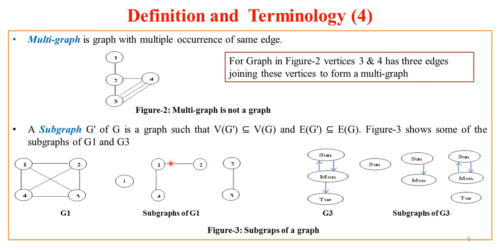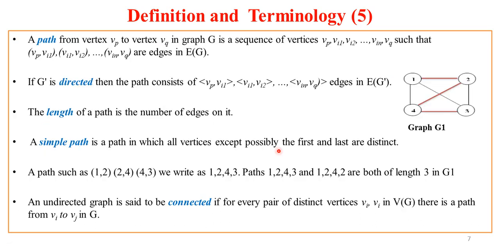So here for this second subgraph, edge 1 to 2 and edge 1 to 4 are nothing but a subset of all the edges covered by G1. Similarly, we have subgraphs of G3 from the last figure of the last slide. So we have 3 subgraphs: only one node, then these 2 nodes connected, then these 2 nodes connected and one lying aside. So this is also a subgraph.